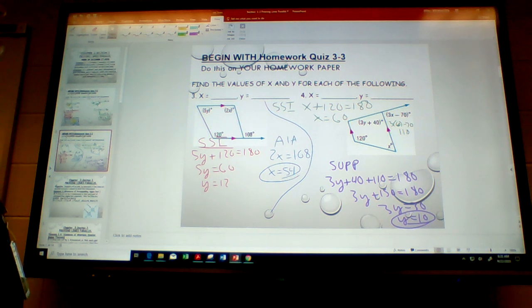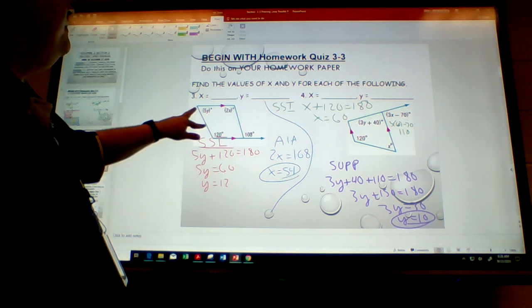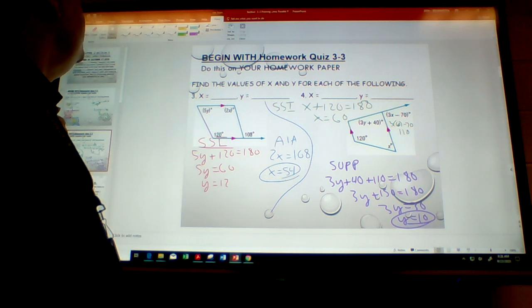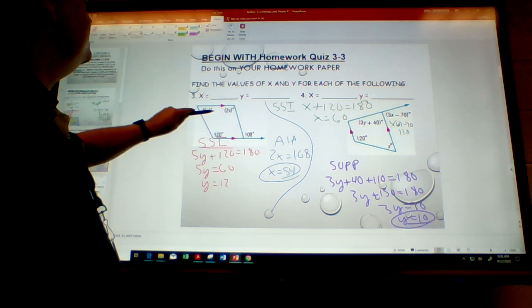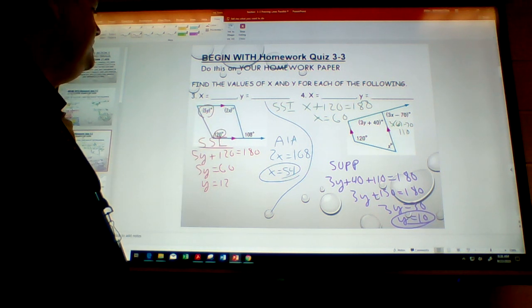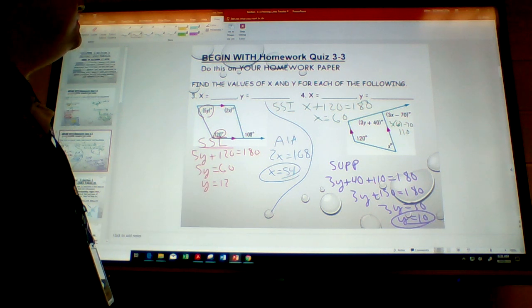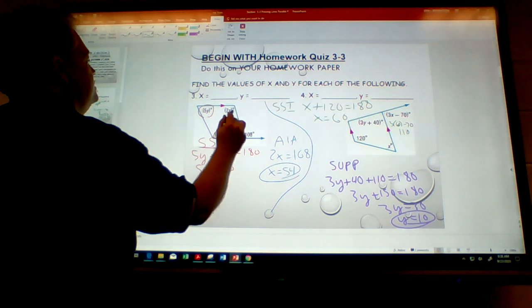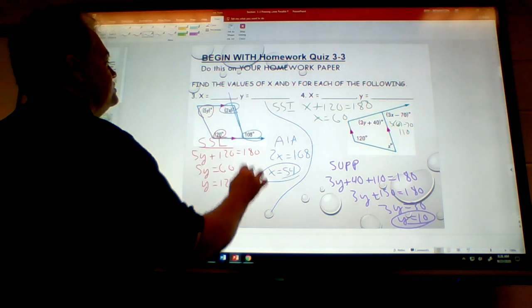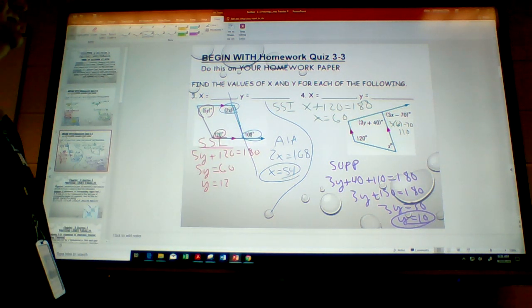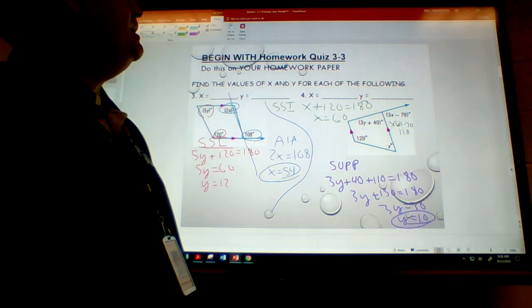All right, I'm trying to cut the video time down for you. So if you look at these two angles, 5y and 120, those two angles are same side interior angles, which makes them supplementary. And I'm going to circle them right there. So they add up to 180. And then you just solve and you get y as 12. Well, 2x and 108, these two angles right here, because this is a transversal, they are alternate interior angles, which makes them equal.